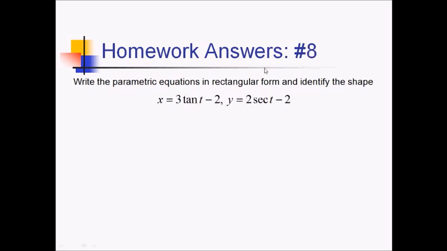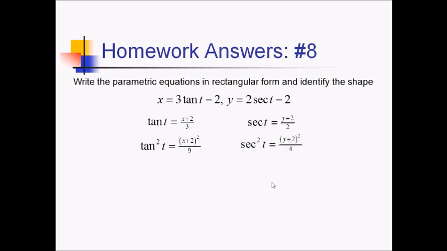For number 8, we want to write these parametrics in rectangular form and identify the shape. Let's isolate the trig functions in each of these equations. So we've got tan of t equals x plus 2 over 3. And then if I square that, I have tan squared equals x plus 2 squared over 9. Over here, I'll add the 2 and divide by 2. So secant equals y plus 2 over 2. So then secant squared equals y plus 2 squared over 4.